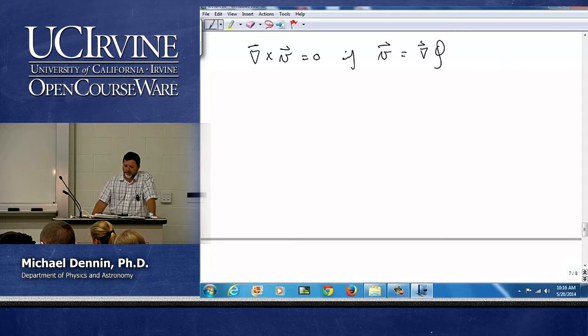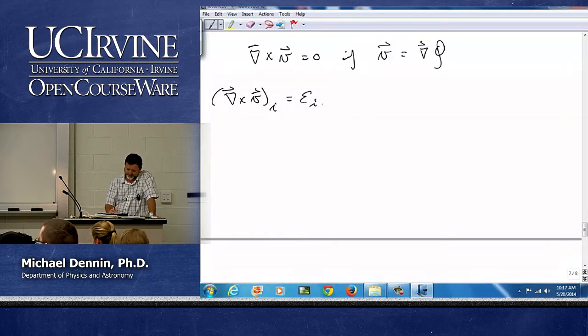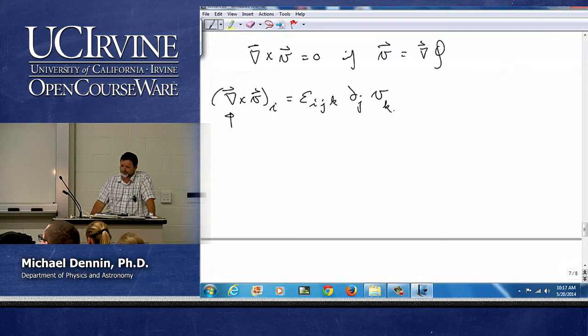So does anyone remember how I would write the ith component of the curl of v in epsilon ijk notation? Yeah, it's epsilon ijk, then del, so it's the jth derivative, d sub j, and then just v sub k. Now, v is grad phi. So how do I write v sub k?